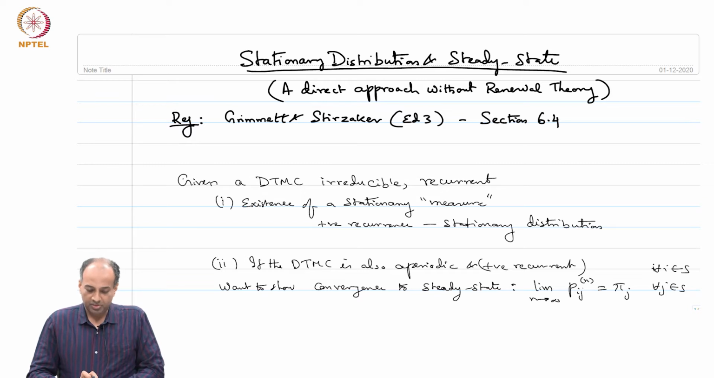Remember, for the existence and uniqueness of the stationary measure, for the stationary distribution we used renewal reward, and for the convergence we used Blackwell's theorem. I want to do it without using any of these renewal theory arguments.